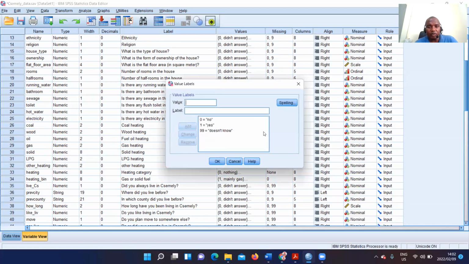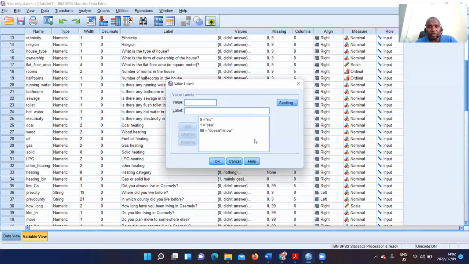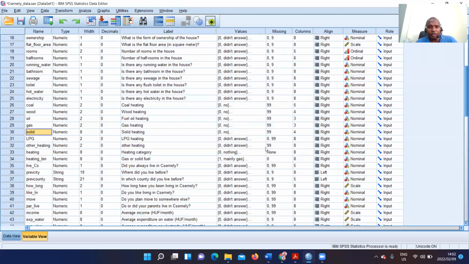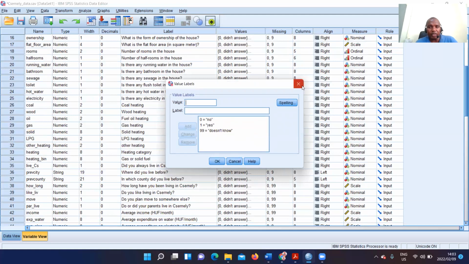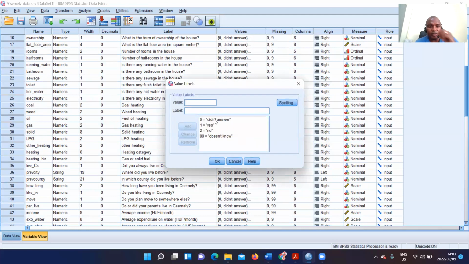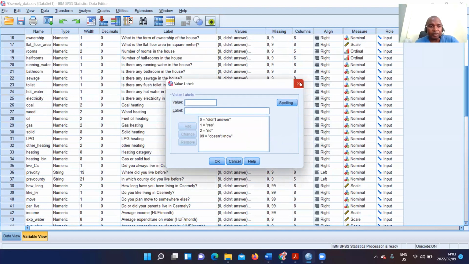Wood heating, quoted the same way as the preceding. Oil heating, quoted the same way as the preceding form of energy. And gas, quoted the same way as the preceding form of energy. Solid fuel, quoted the same way as the preceding form of energy. LPG, with 0 being didn't answer, 1 being yes, 2 being no, and then 9 being doesn't know. And then other heating, quoted the same way as the preceding.